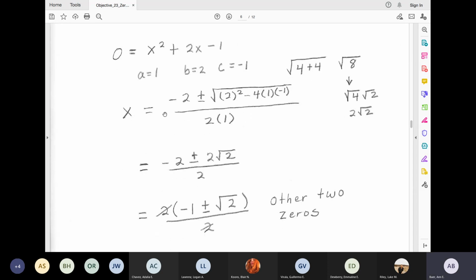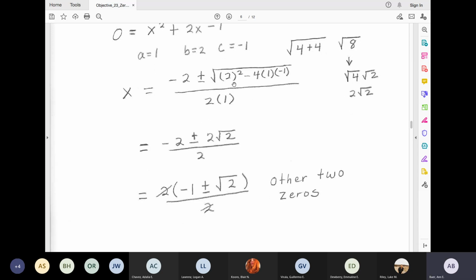So we get x equals minus b, which is minus 2, plus or minus the square root of b, which is 2 squared, minus 4 times a, which is 1, times c, which is negative 1, all over 2a. So let's work inside the square root. 2 squared is 4. Minus times a minus is a plus 4. So that 4 plus 4 is 8.